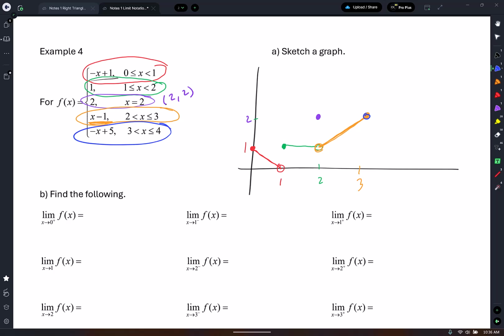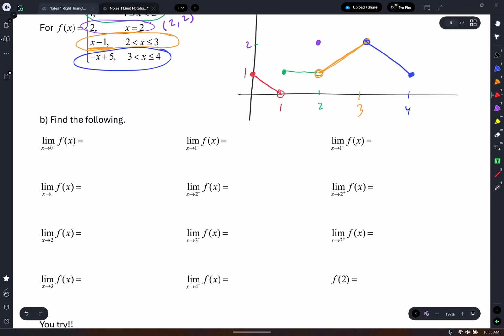And then if I plug in a 4, negative 4 plus 5 is 1. So I'm going to say here's 4, and then there's 1, and then solid. And then connect those two. And there it is. How do we feel, guys?